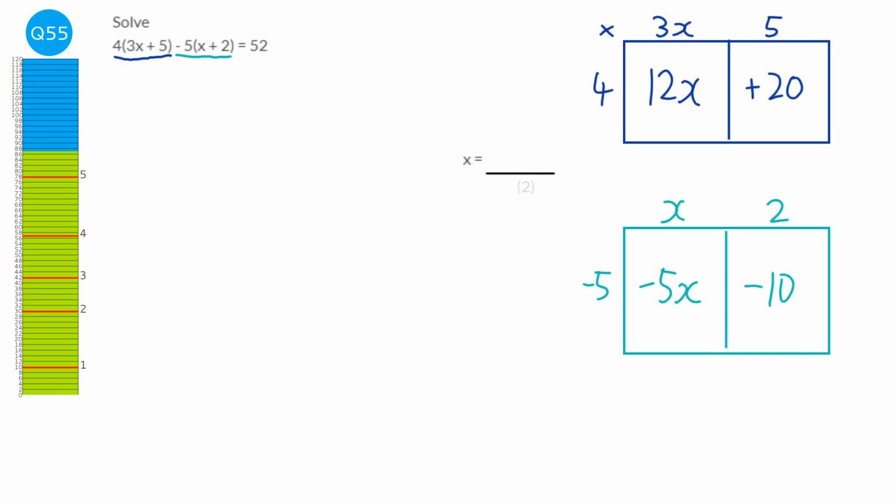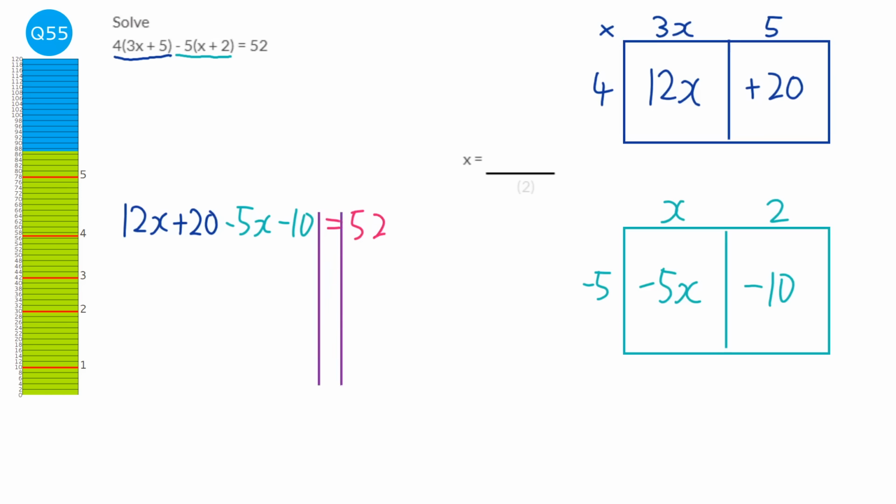So when we put it all together, we get 12x plus 20 minus 5x minus 10, and then the rest of it is just equals 52. So I'm going to start by putting my lines in because we're solving. And I'm actually just going to start by collecting the like terms on the left hand side. So 12x take away 5x is going to be 7x. And 20 take away 10 is going to be 10.